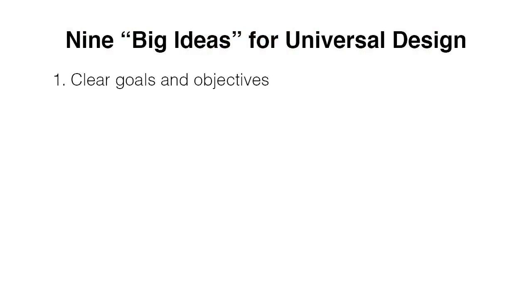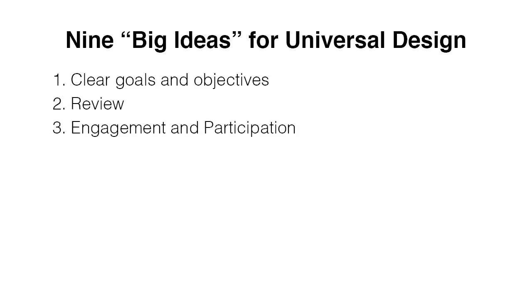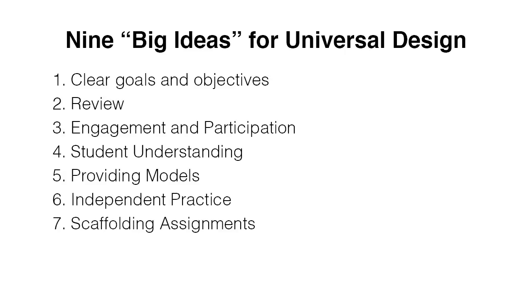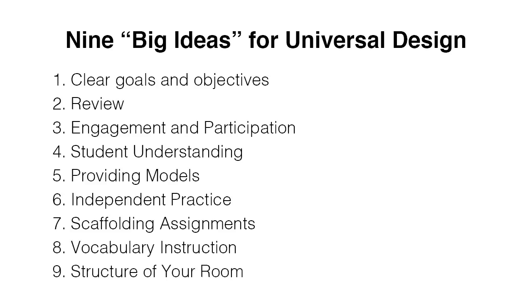And so I will go ahead and discuss 9 principles, 9 big ideas regarding universal design, and what are some things that all of us should be looking at when we come into the classroom and we're ready to teach. And they are clear goals and objectives, review, engagement and participation, student understanding, providing models, independent practice, scaffolding assignments, vocabulary instruction, and structure of your role.